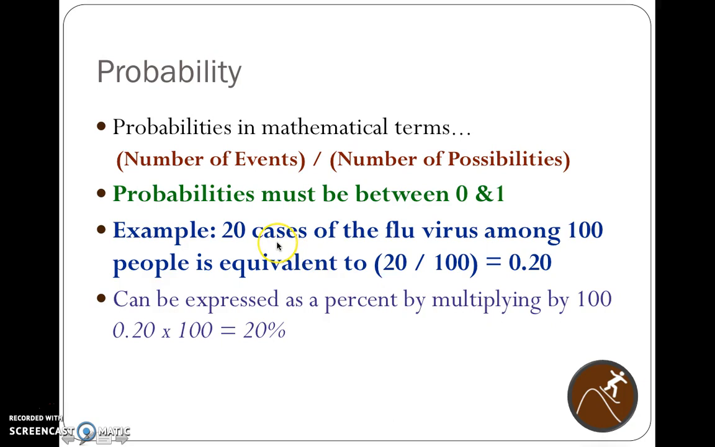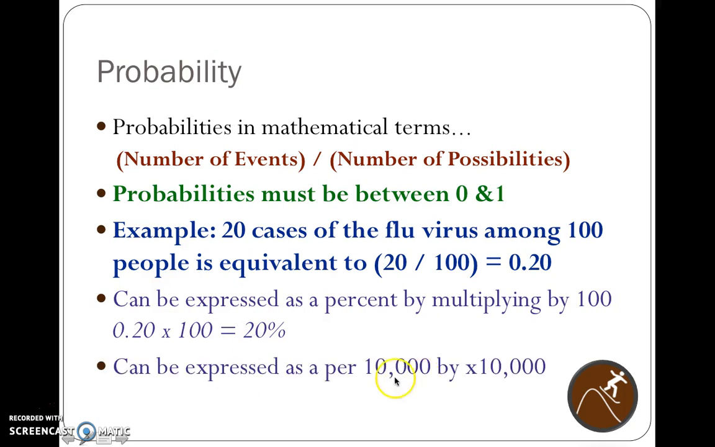So we could scale this up. Instead of it being 20 cases per 100, or 20%, we can express it per 10,000: multiply it all by 100 and get 2,000 cases per 10,000 people. It's all still the same probability of 0.20 or 20%.